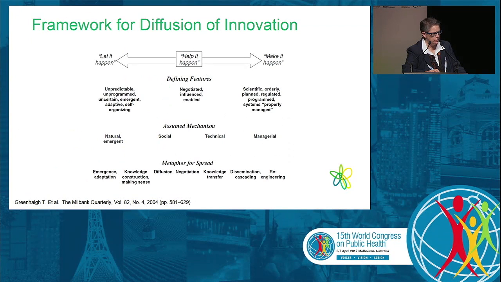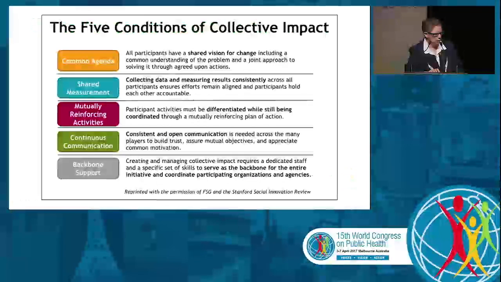Another framework for action is Trish Greenhalgh's framework for diffusion of innovation. I particularly like this framework because it really articulates that in a complex adaptive system, you can't let something happen. You can't make something happen, but what you have to do is to help it happen. So managerial top-down approaches don't work that well in a complex system, and just letting things happen doesn't help build the coherence that you need across a large system to move in a single direction. So I think this is a helpful framework.